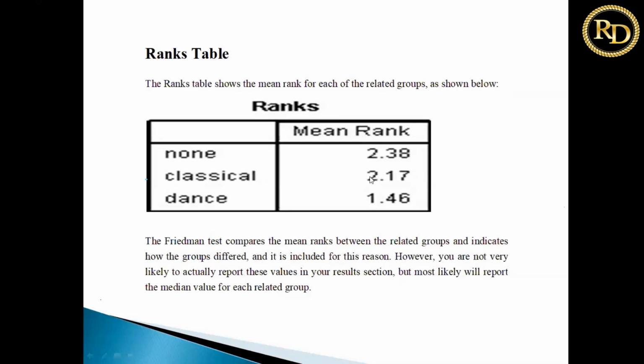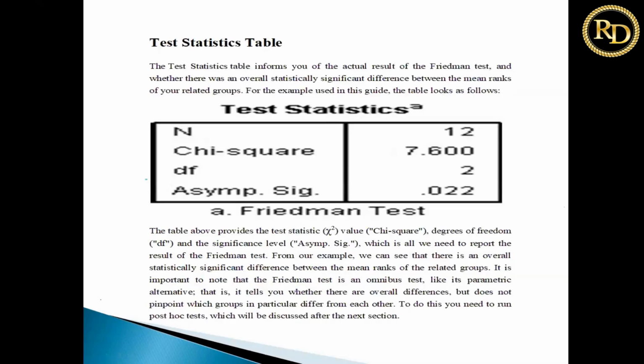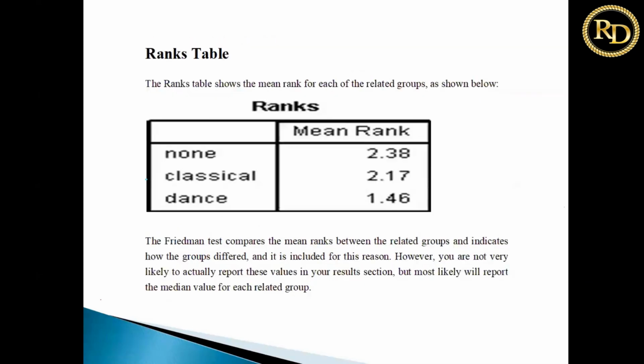2.3 is very close, 2.1 is close to 2.3, but 1.4 is not close to this one. So dance music is going to be significant in perceived performance. Here we can see that the p-value is less than 0.05, as it is 0.022. So there is a significant difference, and the difference is due to dance music.